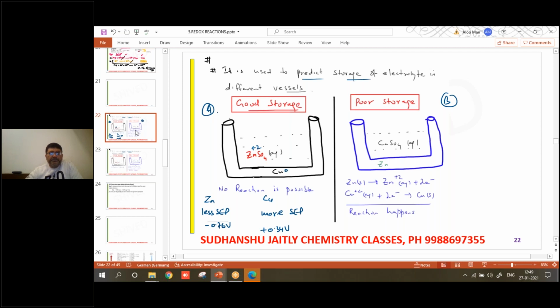Copper is sitting in zero. Zero में copper is not going to gain electron. There will not be any reaction, right? And this is going to be considered as a good storage.